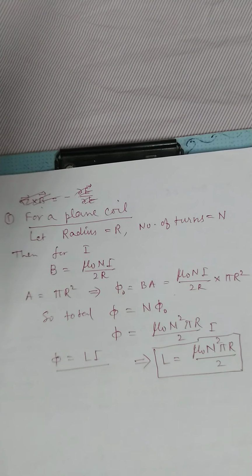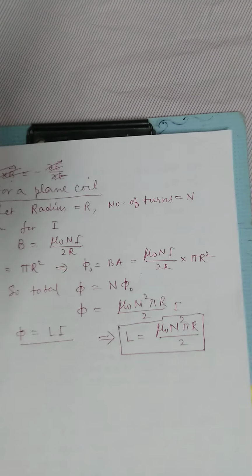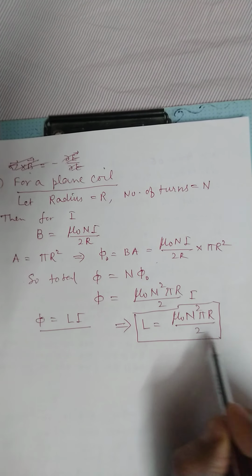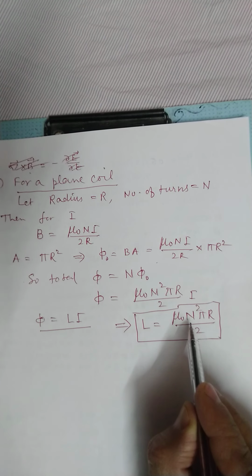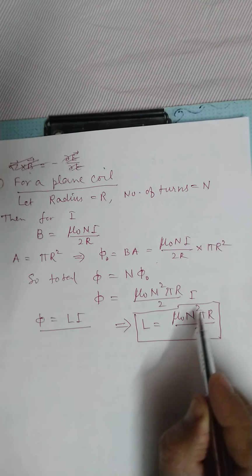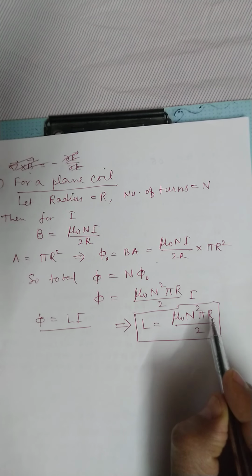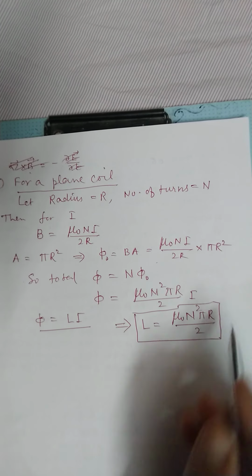This is how one can learn. Mu naught N square pi r upon 2 is the formula of coefficient of self-induction for a coil. And you can see, if the number of turns is doubled, the coefficient of self-induction will be 4 times. If radius is doubled, it will be twice.